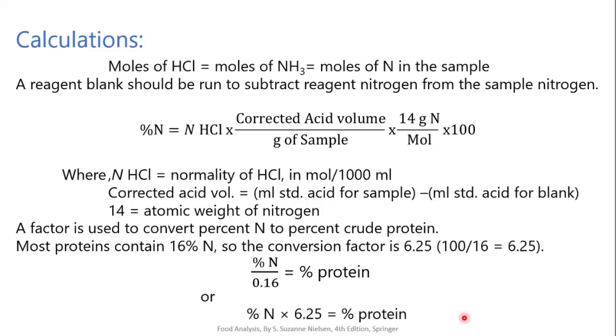A factor is used to convert percent nitrogen to percent crude protein. What is the need for this conversion? As we know, the sample also contains non-protein nitrogen. That's why we have to convert percent nitrogen to percent crude protein. For that purpose, most proteins contain 16% nitrogen, so the conversion factor is 6.25. So percentage of nitrogen divided by 0.16 equals the percentage of protein present in the given sample, or we can write it as percentage of nitrogen times 6.25 equals percentage of protein.